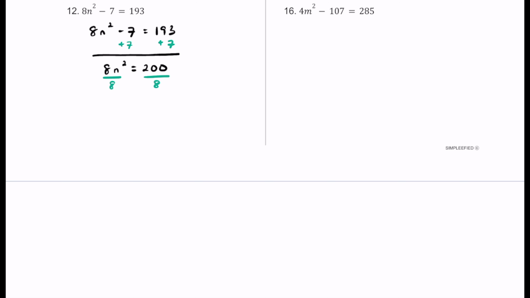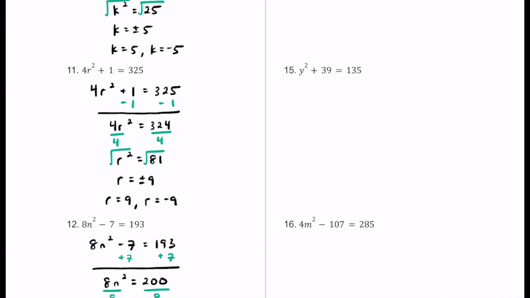Those 8 divided by 8 will cancel out to make 1, or 1n squared, or just n squared. And 200 divided by 8 should be 25. N squared is now isolated, so we can take the square root of it, as well as the right side. So we have n is equal to plus or minus 5. So to make this equation true, n could equal positive 5, or n could equal negative 5.